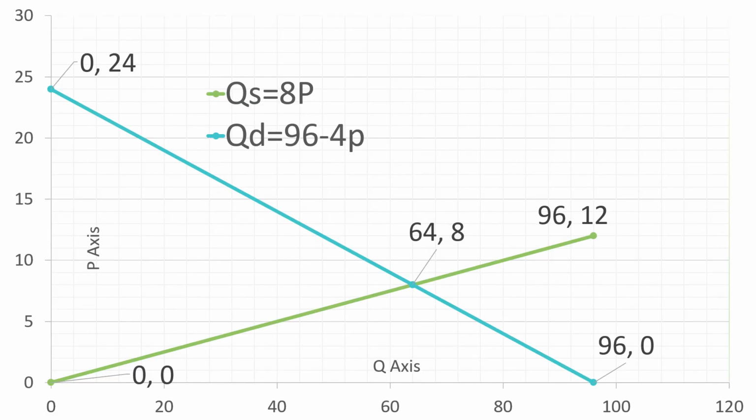Yes, I drew it. This is the graph. The first line, QS equals 8B, is the green line. The first point is 0 and 0, and the second point is 96 and 12. The second line starts at 0 and 24, and the second point is 96 and 0. The intersection point of the two lines is the point 64 and 8. This is the equilibrium point. In this graph, I found the equilibrium point. Thanks.